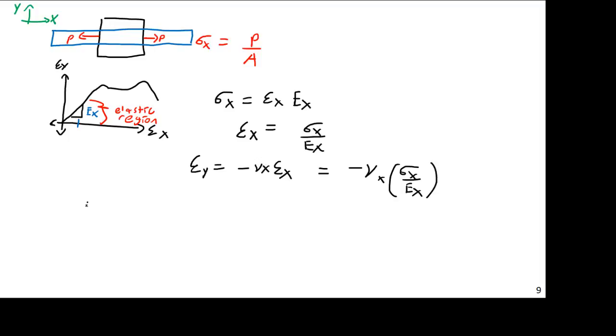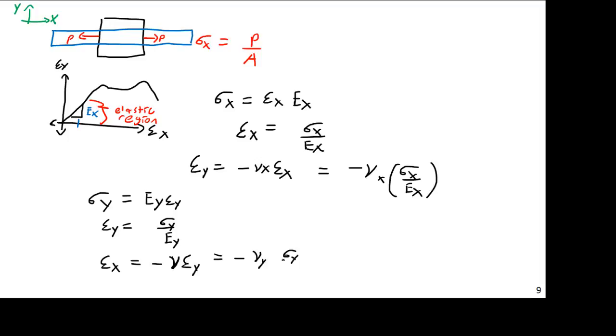And sigma y. Then, again, we need a generalized Hooke's law. We need to be able to work with Hooke's law in any axis. So sigma y is going to be Ey times epsilon y, and epsilon y is going to be equal to sigma y over Ey, and then finally epsilon x equals negative Poisson's ratio times epsilon y, which equals negative Poisson's ratio y times sigma y over Ey. And we will use those going forward. Okay. Got all that? Okay, almost. Again, we wish to be able to work with loading in any axis, so we need to be able to apply this.